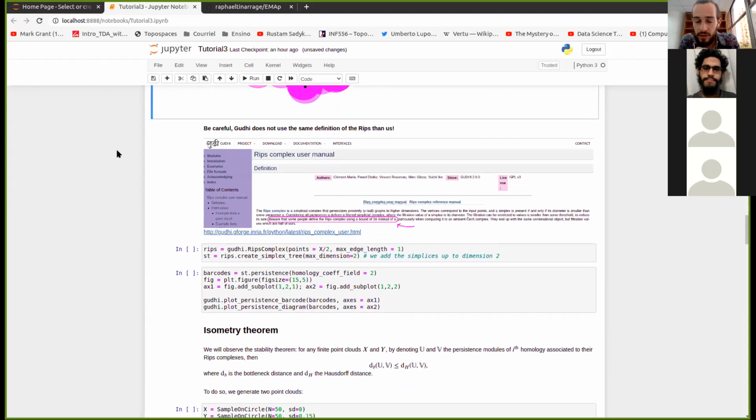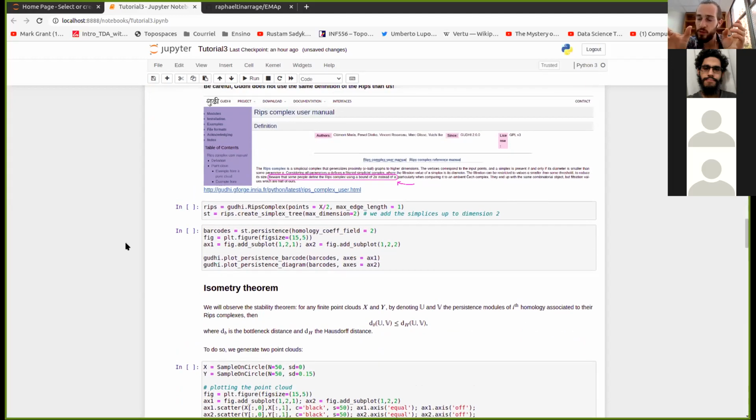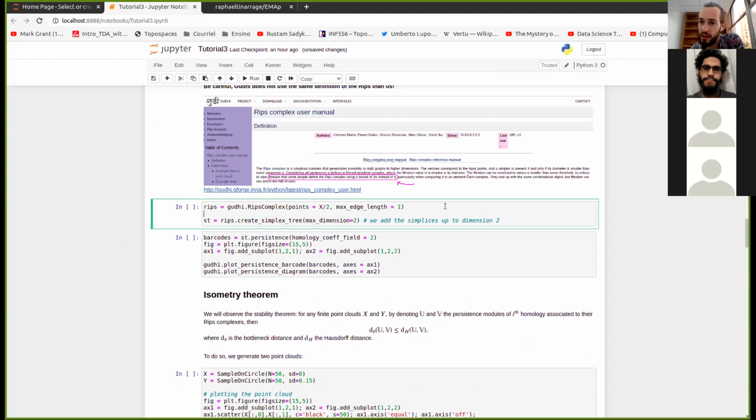There is a little problem. Sometimes authors do not use the same definition of the Rips filtration as us. Remember that we said that the Rips filtration is the clique complex of the neighboring graph. So the one skeleton of the Rips complex has an edge if the length of the edge is smaller than 2 times t, where t is the parameter of the Rips complex at time t. In Gudhi, they say that we have an edge if the length of the edge is simply t and not 2 times t. So we have to take care of that.